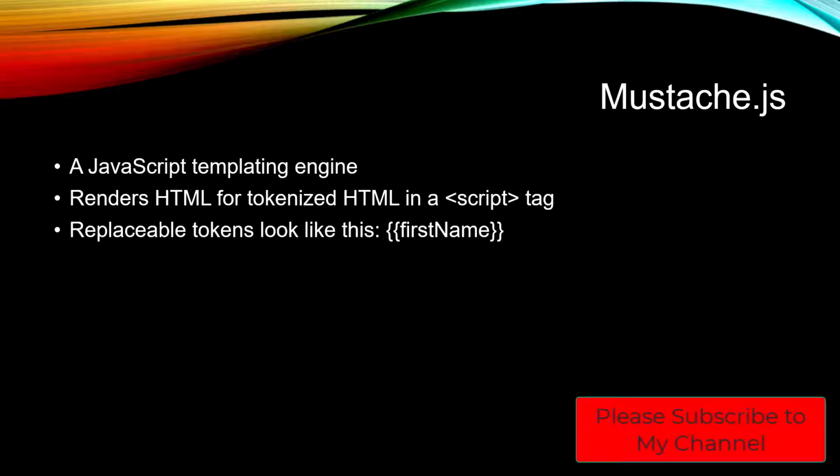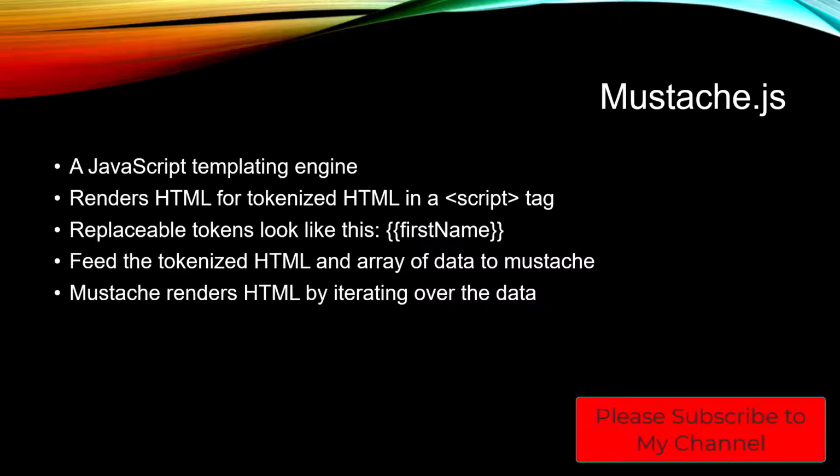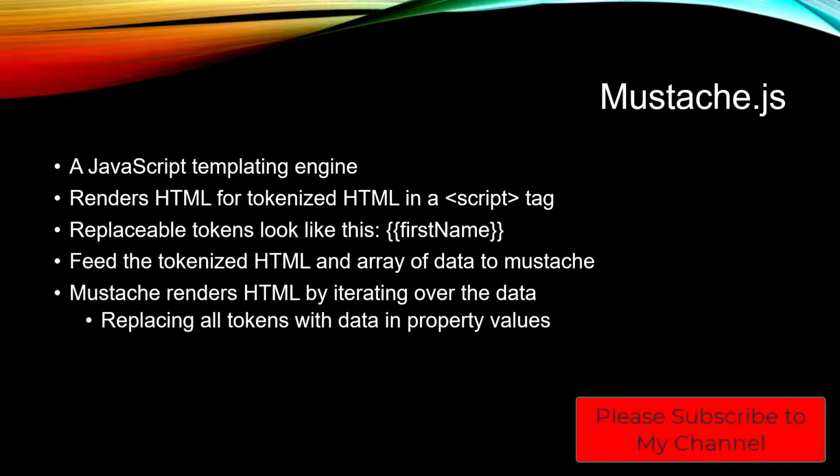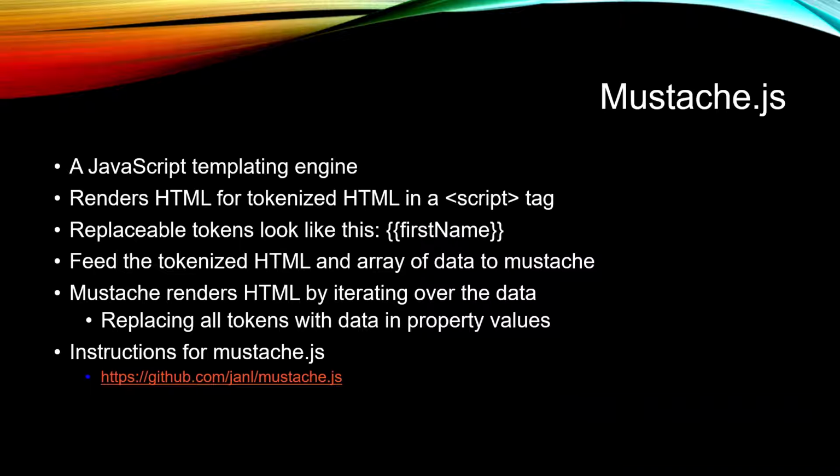The replaceable tokens typically look like this. They have an open curly brace twice, and then the name of the property that has the value that you wish to put into that location in the HTML, followed by two closing curly braces. And what you do is you feed the tokenized HTML and the array of data that you get from your web API service to Mustache. Mustache then renders the HTML by iterating over the array of data. And what it does is it then replaces all the tokens with the data in the property values for those properties. For more information on this, check out this link here to get full instructions on mustache.js.